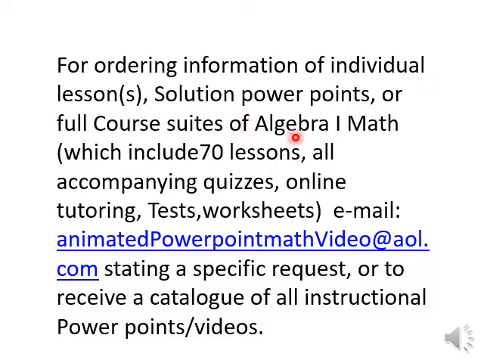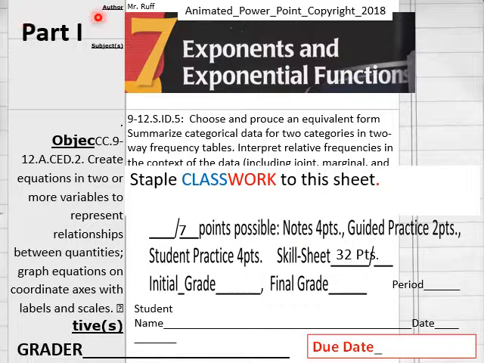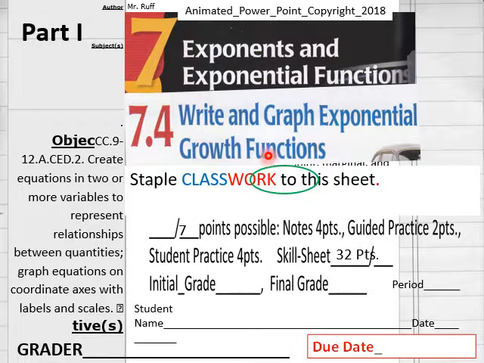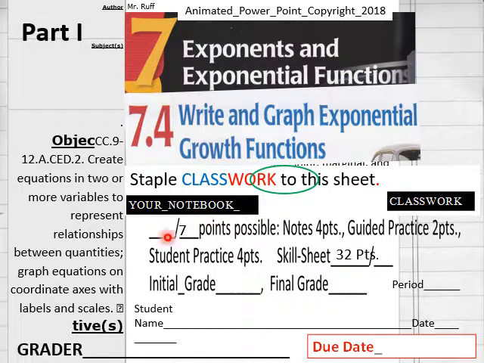Hello everybody, getting ready to do lesson 7.4 of Algebra 1 Math, part 1. This is your standard here. For this lesson, we have a 32 points classwork sheet, a skill sheet of 32 points, and a note-taking guide of 7 points possible. Write and graph exponential growth functions. Here is the standard.